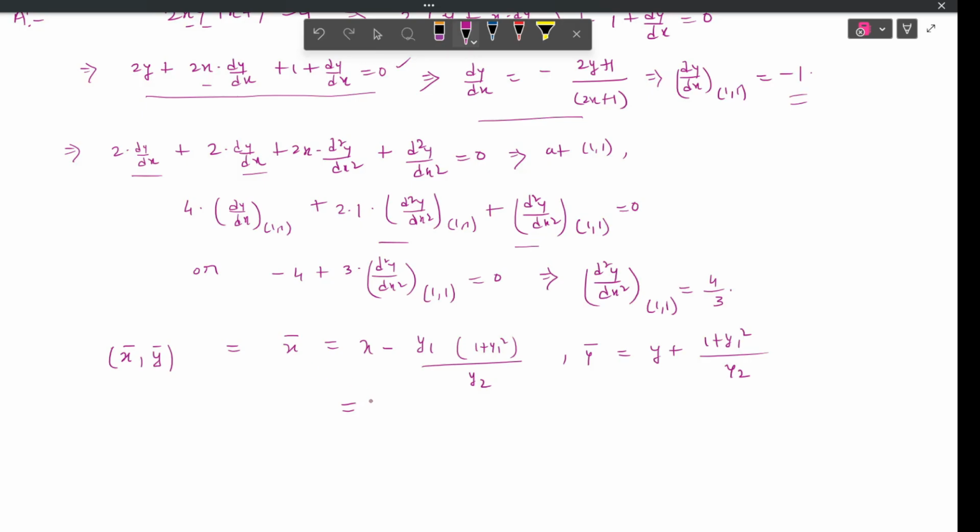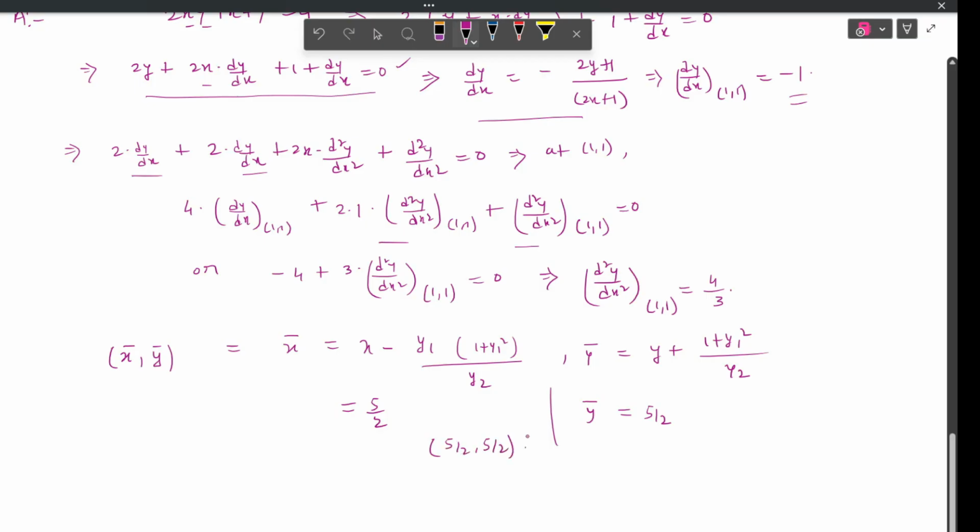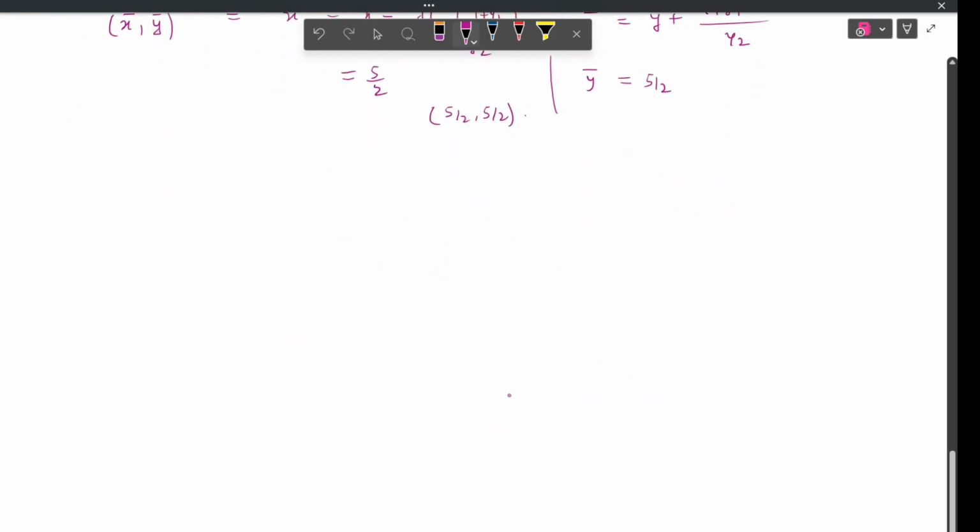this x bar comes out to be 5 by 2. And if you put 1 in place of y, and y1 as minus 1 and y2 as 4 by 3, you will get y bar as 5 by 2. So our center of curvature at point (1, 1) is (5 by 2, 5 by 2). So this is the answer.